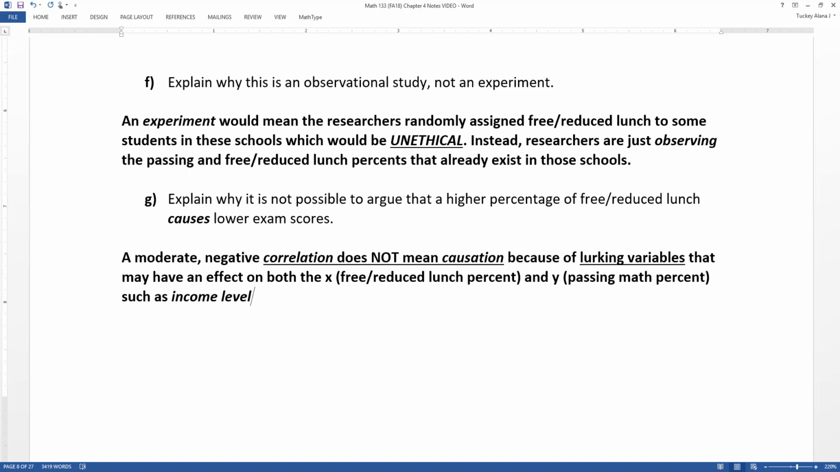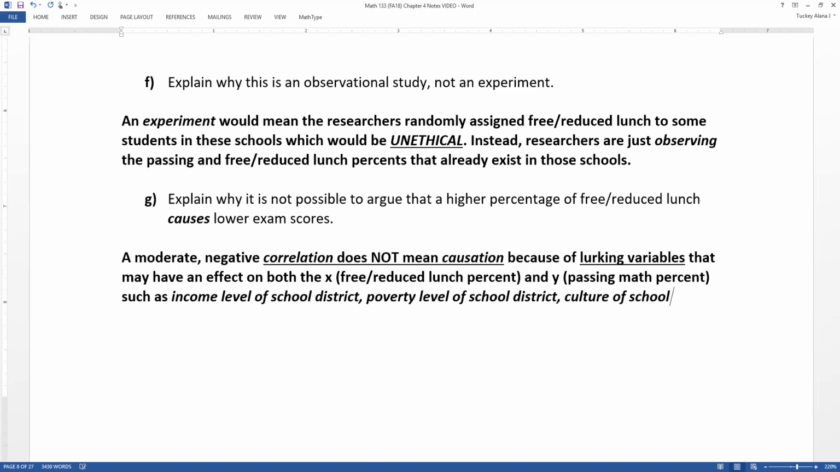Because poorer schools tend to have high free reduced lunch percentage, tend to have low passing math. So income level, poverty level. What's the poverty level of your school district? What's the income level of your school district? Those are kind of two ways of saying the same thing, right? So both of those would have an effect on both of these variables. I think, what's the culture? How much does your school district value these things? The culture of the school district.